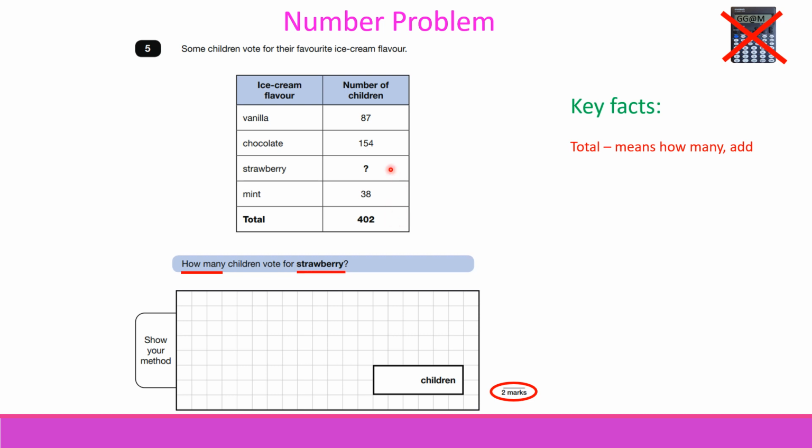Press pause, have a go and see if you can work out what the missing number here is. Press play when you're ready to hear the answer. Well done, guys. Hopefully you've managed to work out how many are strawberry. So to start with, you should have had a go at adding up the vanilla, the chocolate and the mint. So adding up the numbers that are given here: 87 plus 154 plus 38. We're going to add together these three numbers here.